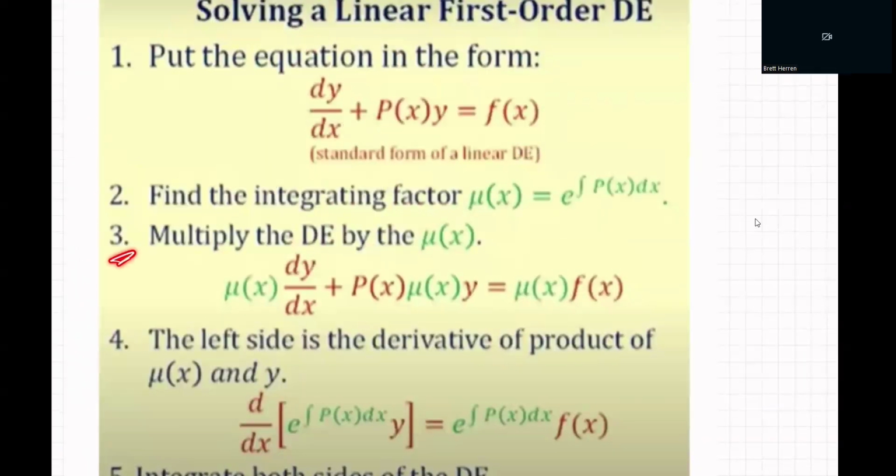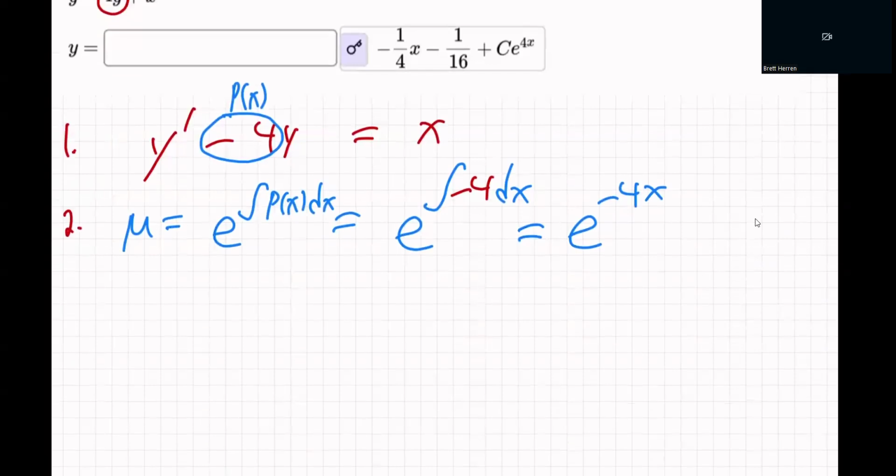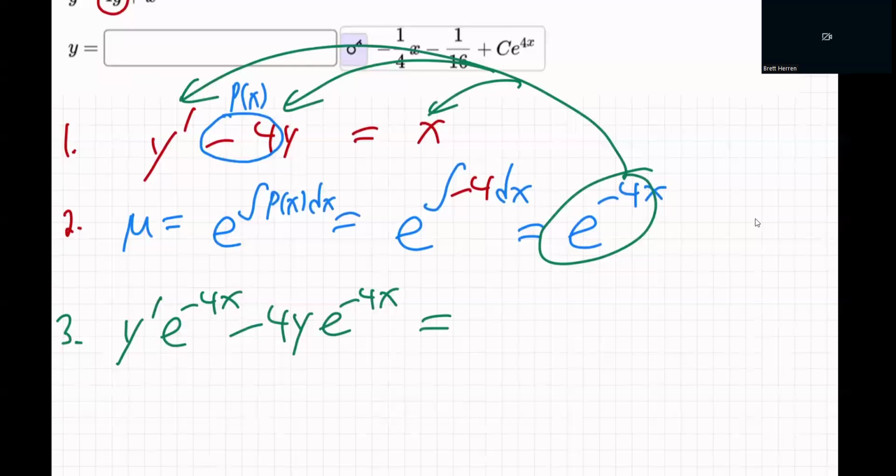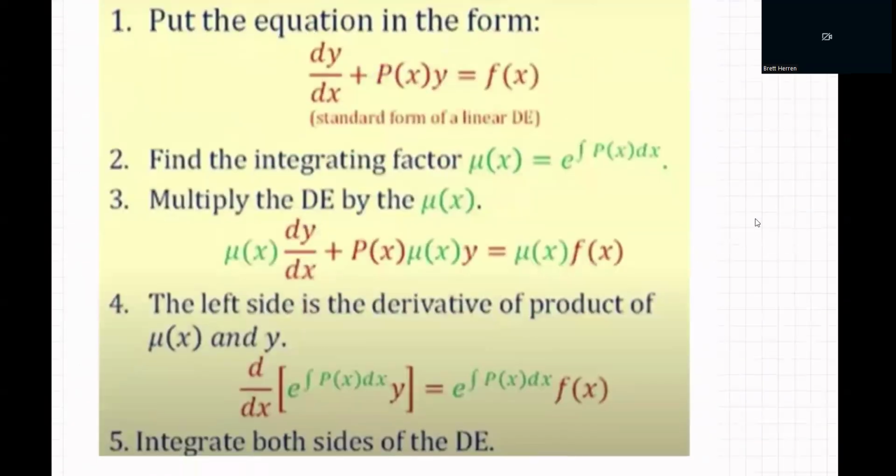Now, step three, multiply the differential equation by that integrating factor. I'm going to multiply this there, there, and there. So I'll get y prime e to the minus 4x minus 4y e to the minus 4x equals x e to the minus 4x. Okay, step three.